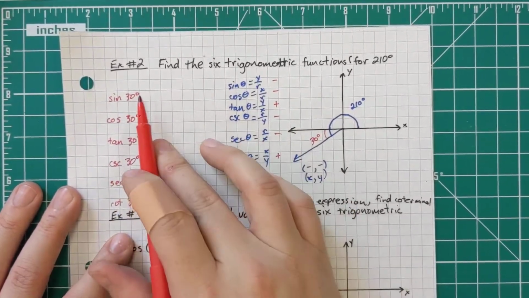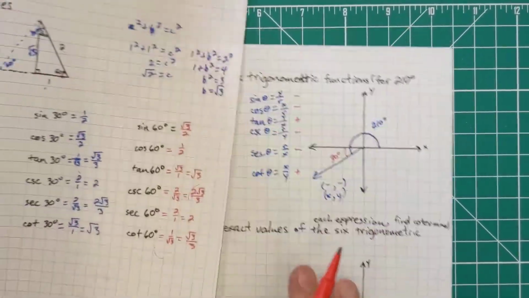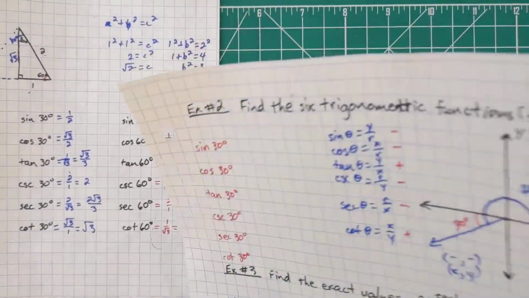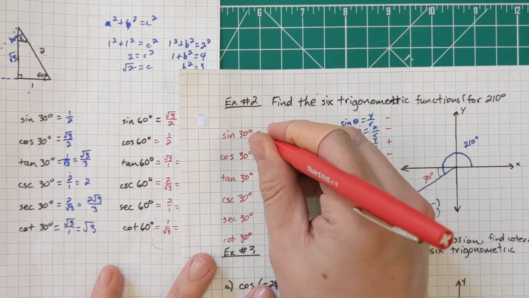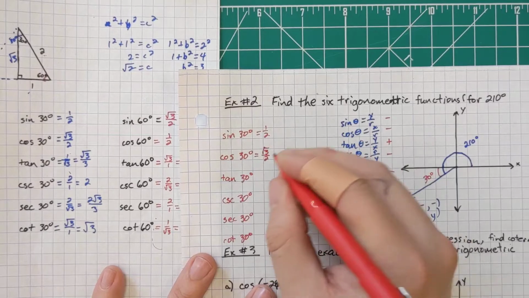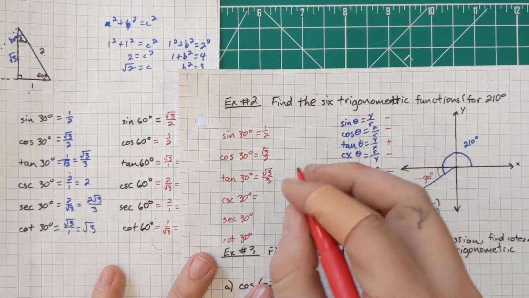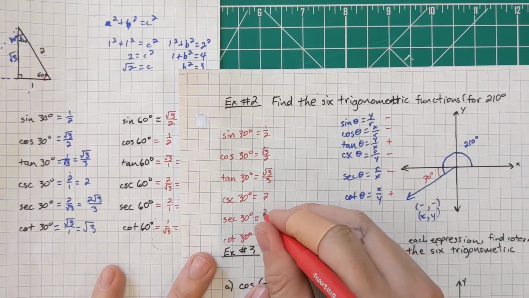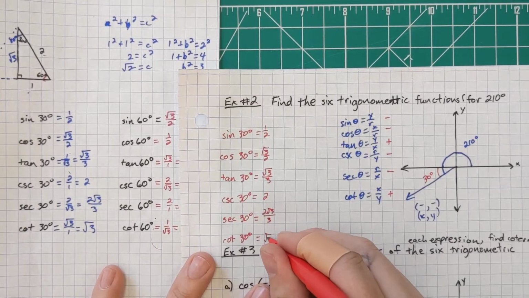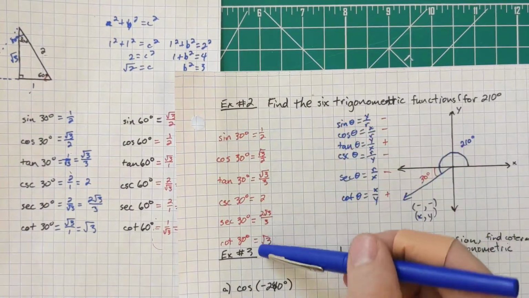All right, so sine of 30 degrees. Will I draw out the rectangle, or go back to what we already figured out? Sine of 30 degrees is 1/2. Cosine of 30 degrees is square root of 3 over 2. Tangent of 30 degrees is square root of 3 over 3. Cosecant was 2. Secant was 2 square root of 3 over 3. Cotangent was square root of 3. So that's if it was 30 degrees. So that's our reference angle.